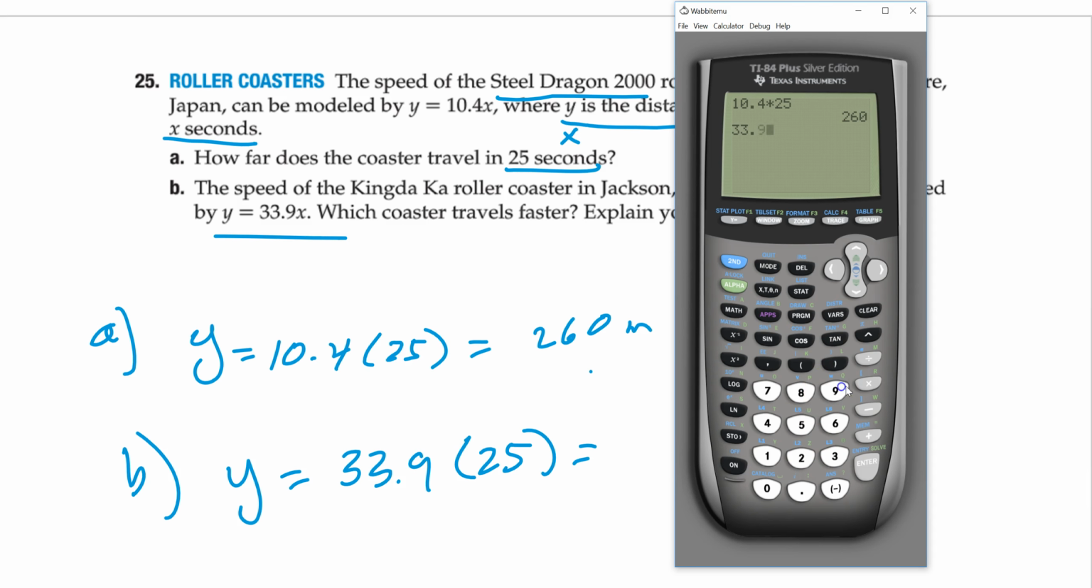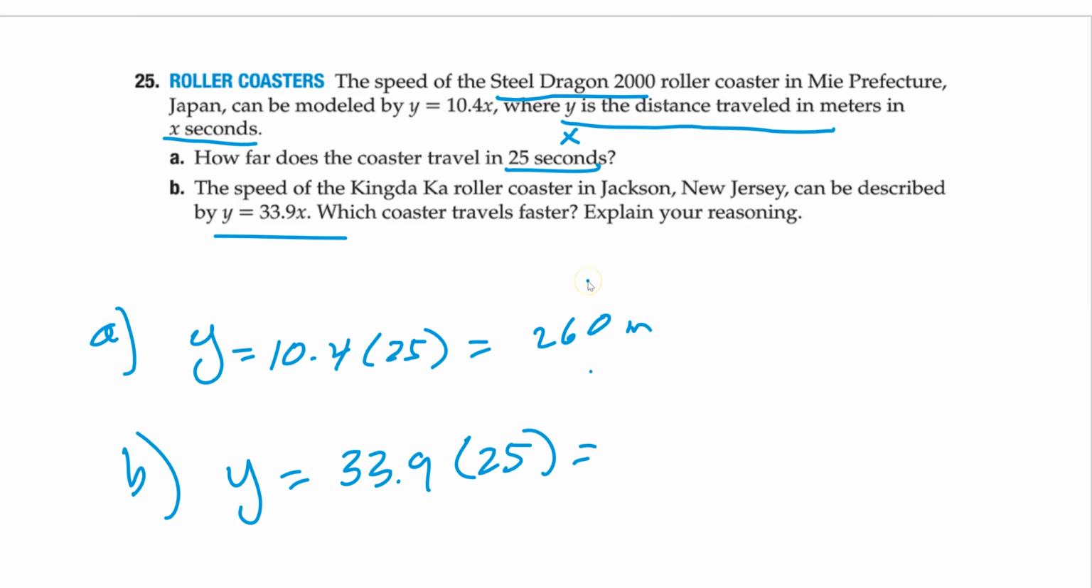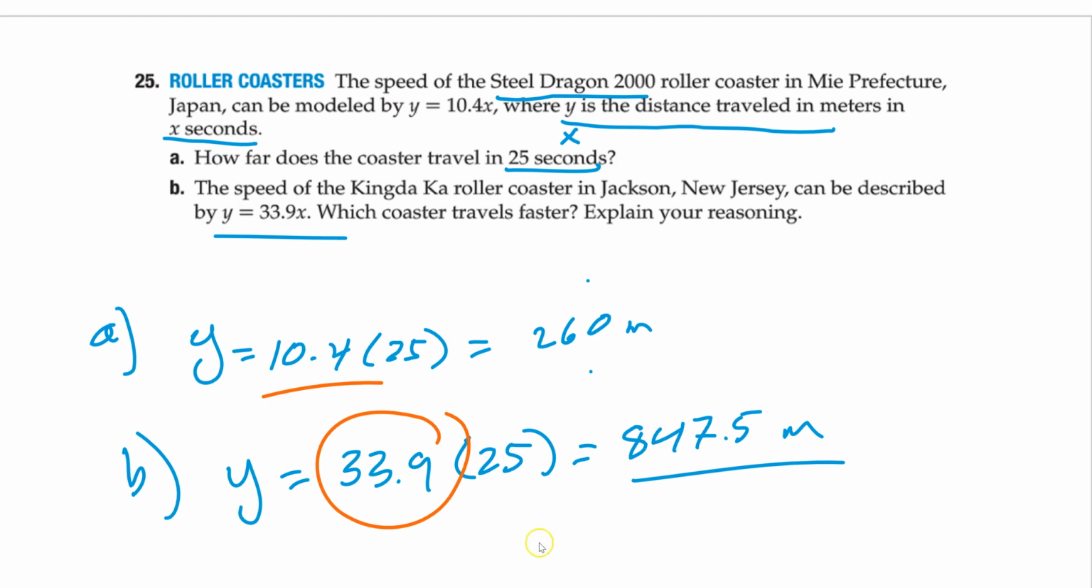33.9 times 25. It's kind of obvious what's going to win, but whatever. 847.5, that's a lot. Go America, I guess. So yeah, Kingda Ka wins because it travels farther in the first 25 seconds. I think most of you probably also noticed that the slope, which we haven't learned yet, is bigger on the Kingda Ka roller coaster. So that's another reason why that one's faster.